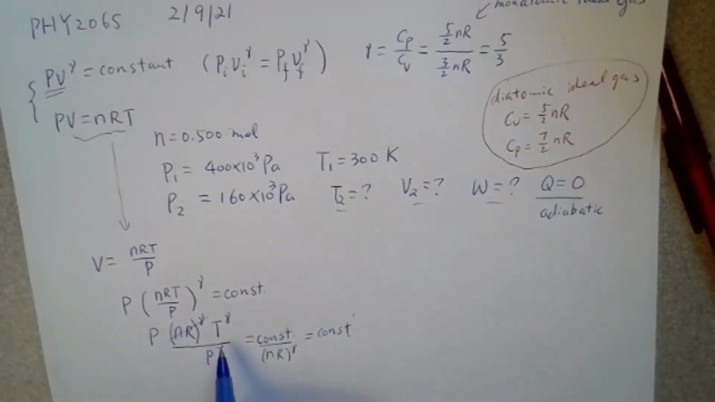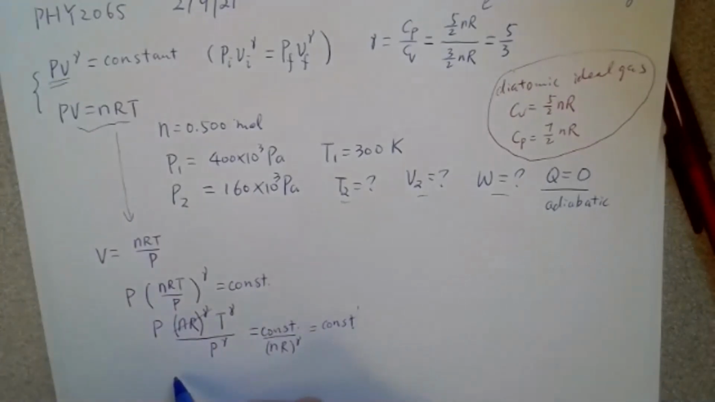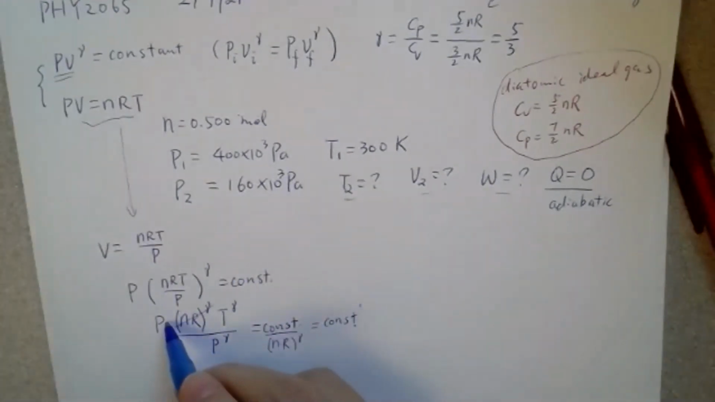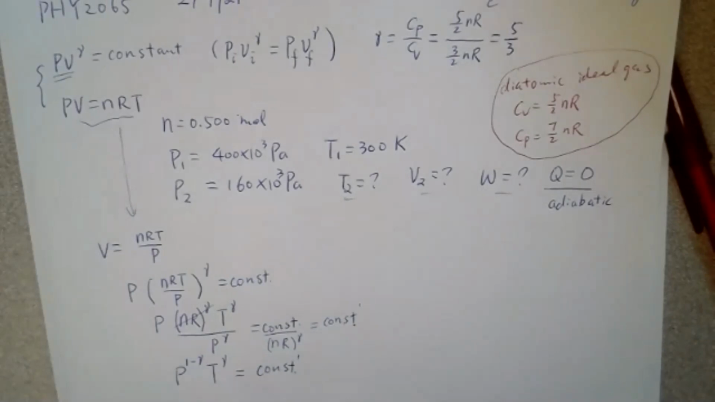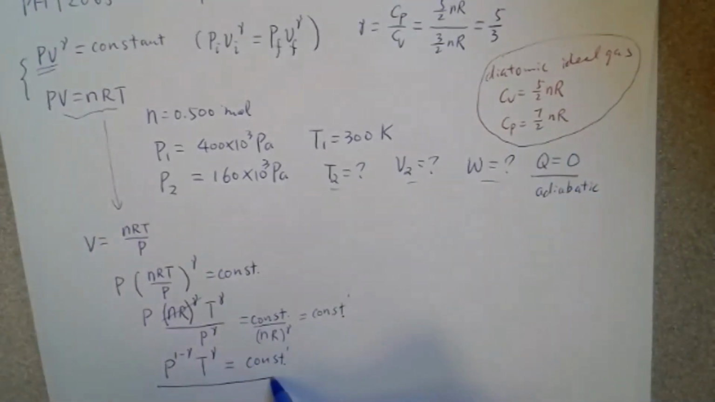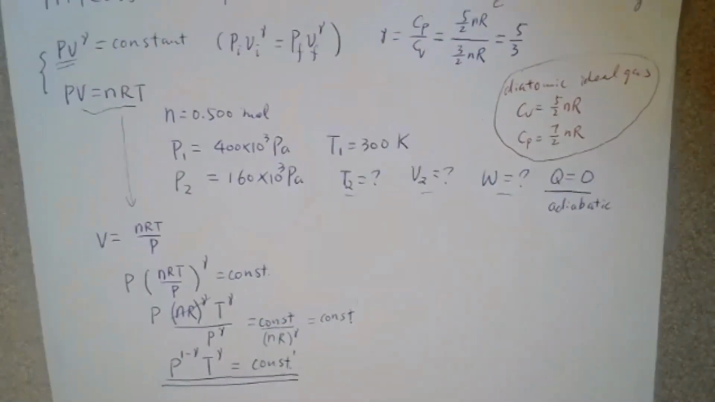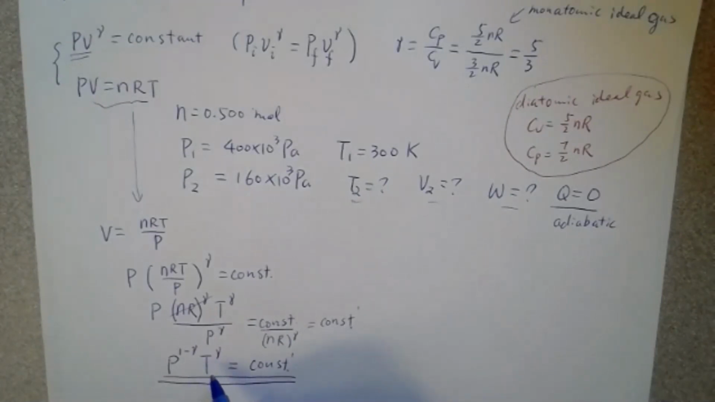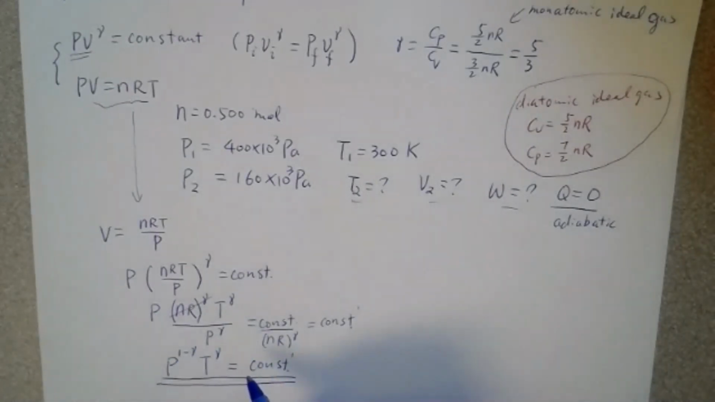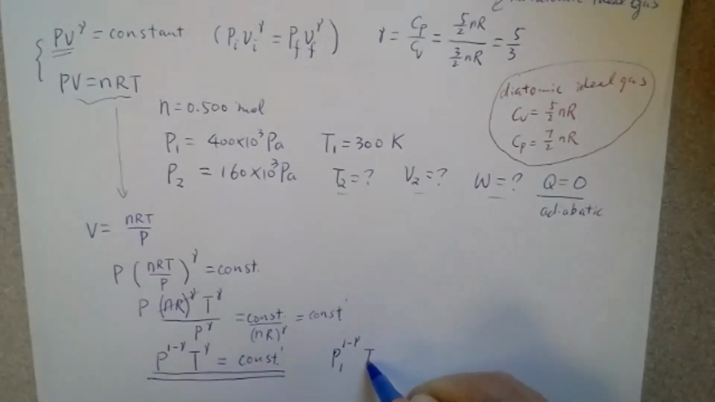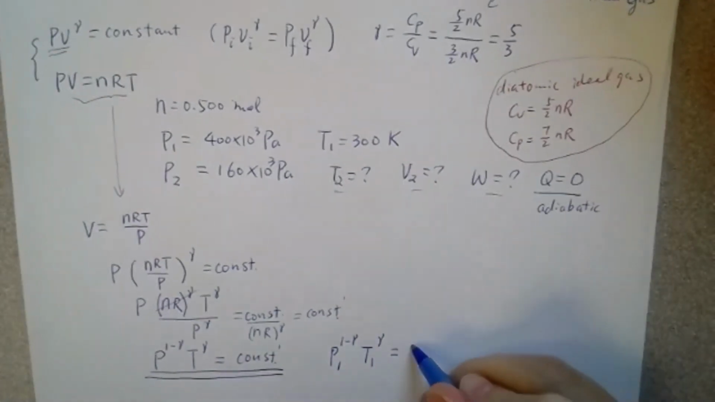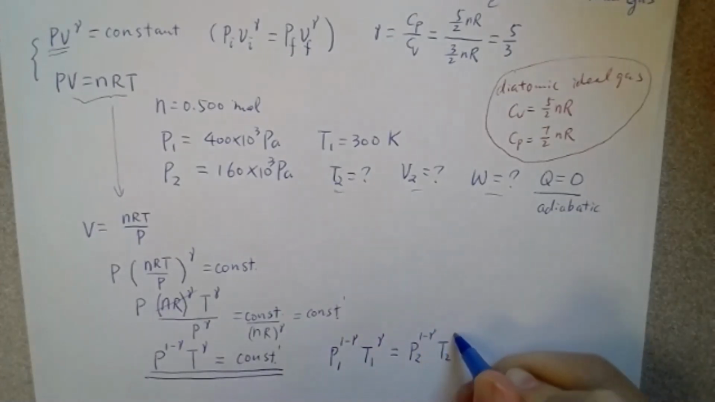So P to the power one minus gamma, T to the gamma should be equal to a constant prime. This is the equation for an adiabatic process: P to the one minus gamma, T to the gamma equals constant. Which means P1 to the one minus gamma times T1 to the gamma should be equal to P2 to the one minus gamma, T2 to the gamma.